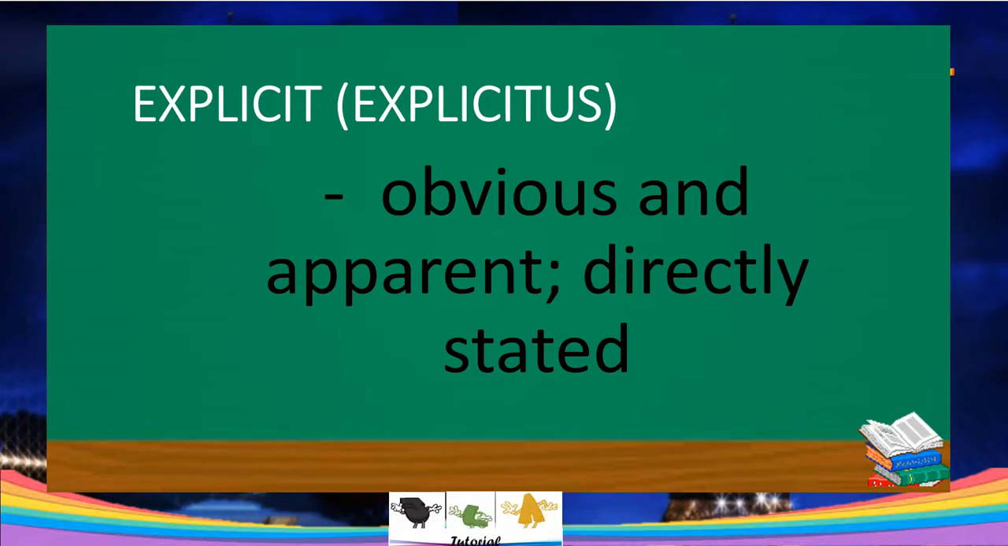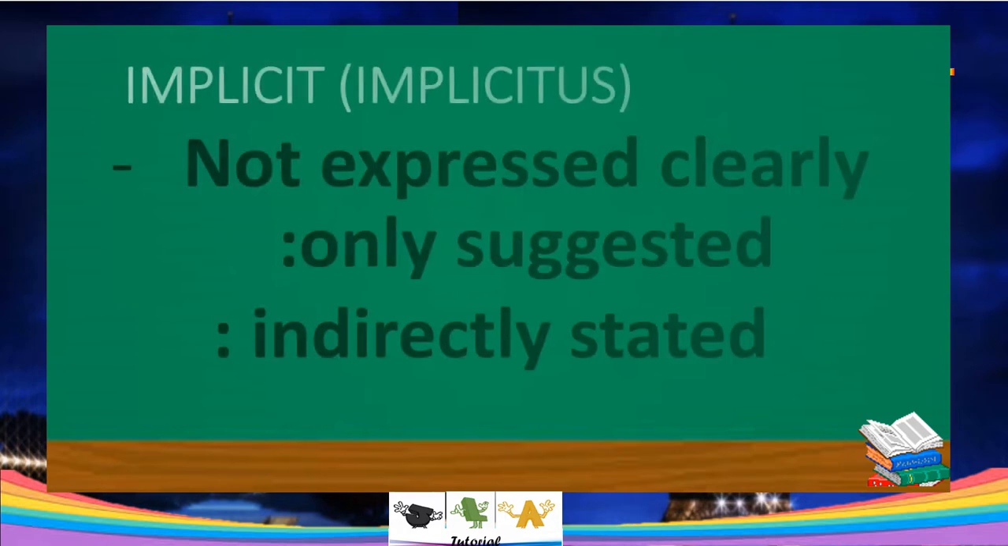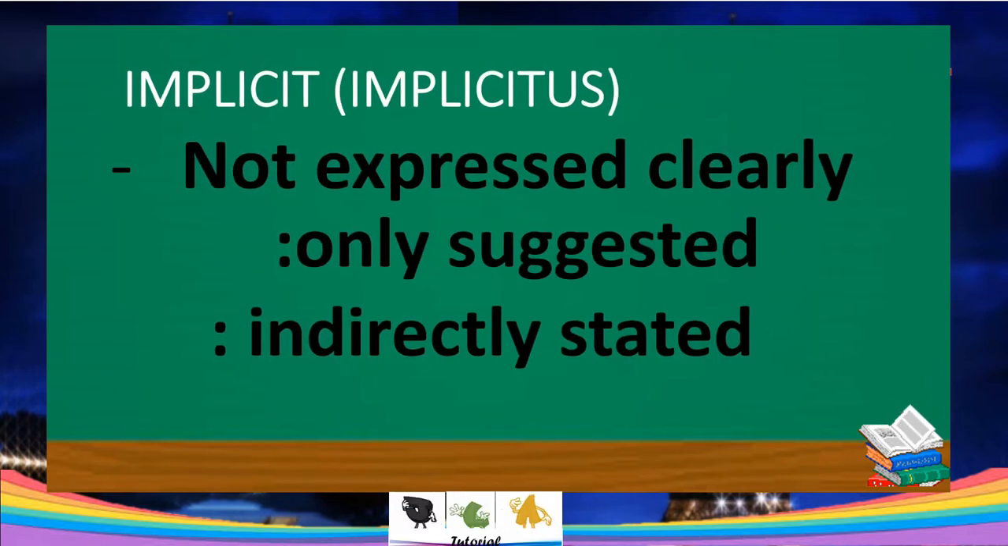Explicit is from the word explicitus, which means obvious and apparent, or directly stated. While implicit, from the word implicitus, which means not expressed clearly, only suggested, or indirectly stated. So what's the difference again? If we say explicit, the information is expressed directly, while implicit, the information is not expressed directly.